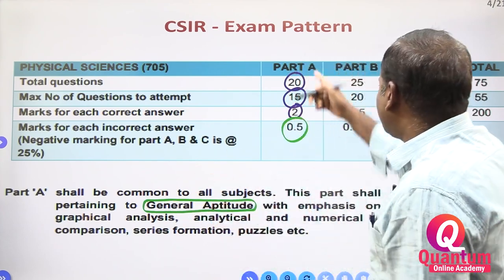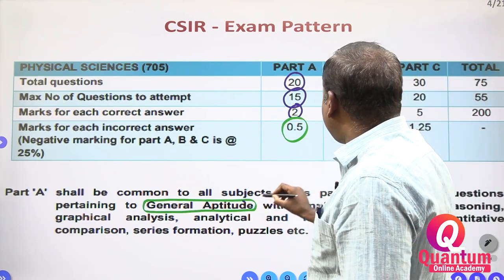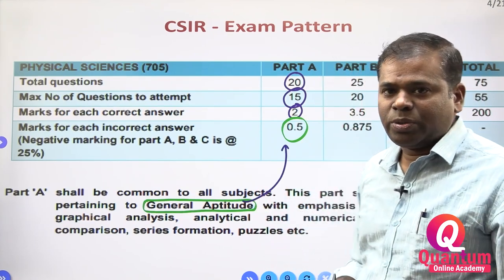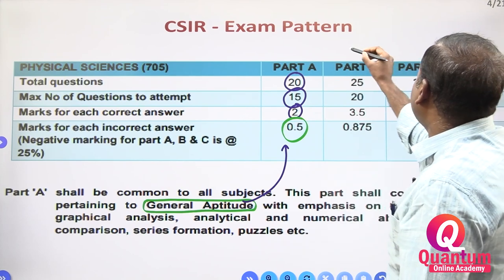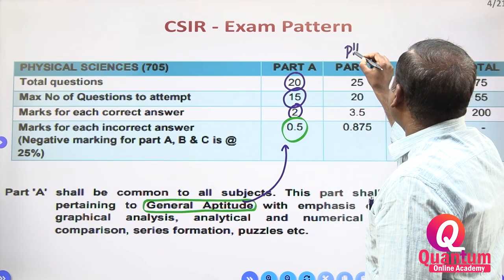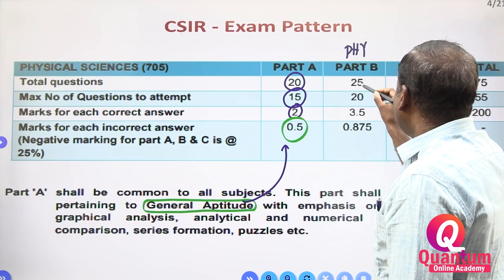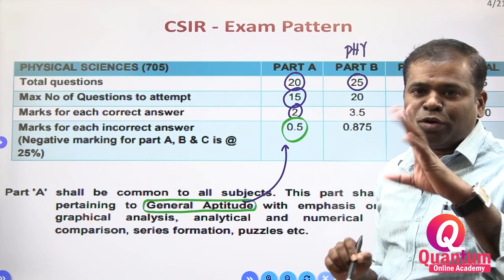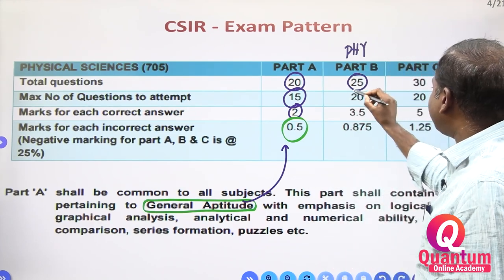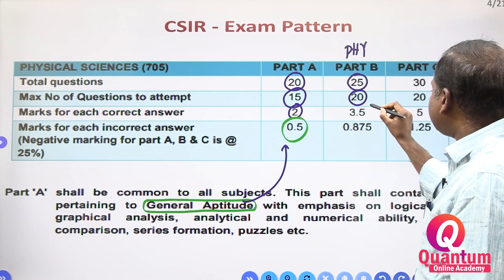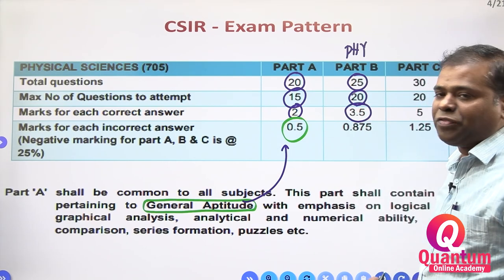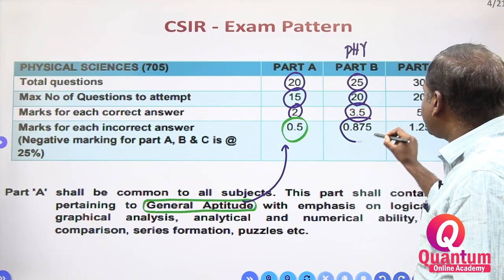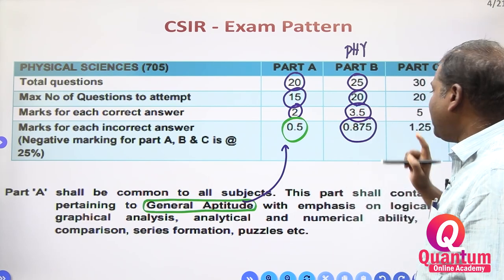Part A belongs to general aptitude. Clear? Part B belongs to physics only. In Part B, 25 questions you will get, 20 questions you are able to do. Each question carries 3.5 marks. For each wrong answer, you may lose 0.875 marks.